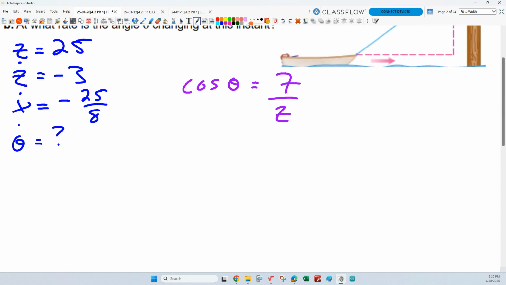So instead, what if we chose secant theta equals z over 7? Now, what's the derivative of the right side? Just z dot over 7, right? All right, so now what do we get if we differentiate? What's the derivative of secant? Secant tangent. Yep.